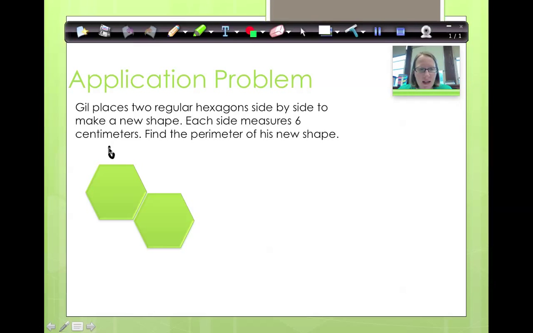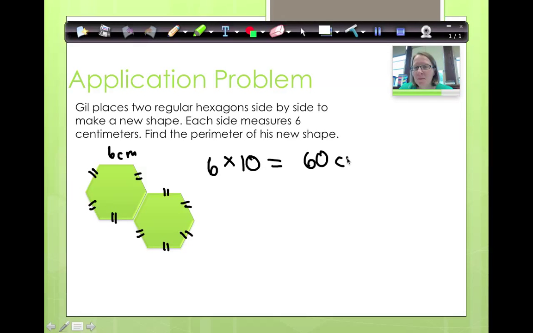Okay, so if this is 6 centimeters, that means that this is going to be 6 centimeters, and this, this, this. Well, we know these are, but do I count this? No, because this is the inside of the new shape now, because we're looking at the whole outside of the shape. These are all 6 centimeters. Okay, so I'm going to do 6 centimeters times something. What shall I do? 1, 2, 3, 4, 5, 6, 7, 8, 9, 10 sides now. Okay, so 6 centimeters times 10 is going to be 60 centimeters.